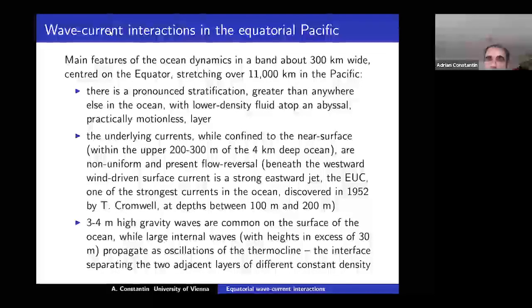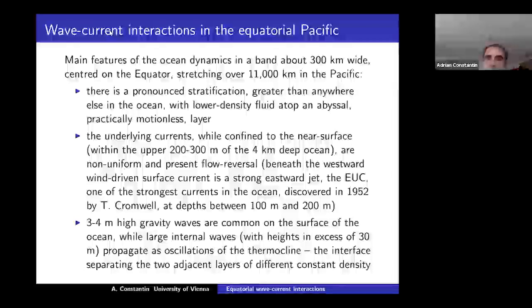Now, there is a stratification greater than anywhere else. There is a lower density fluid atop of something denser, atop meaning in the upper 300, 400 meters, and then you have a little bit more than 3 kilometers of practically motionless water.